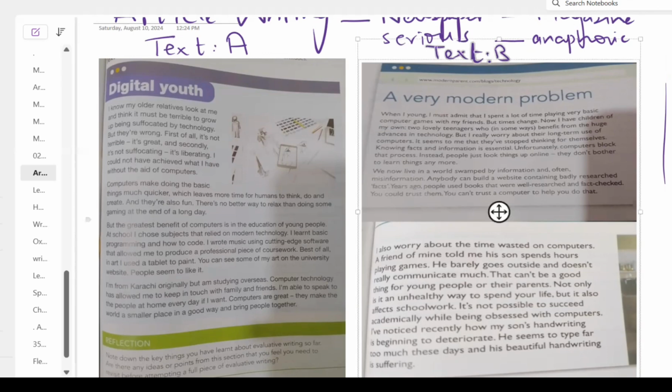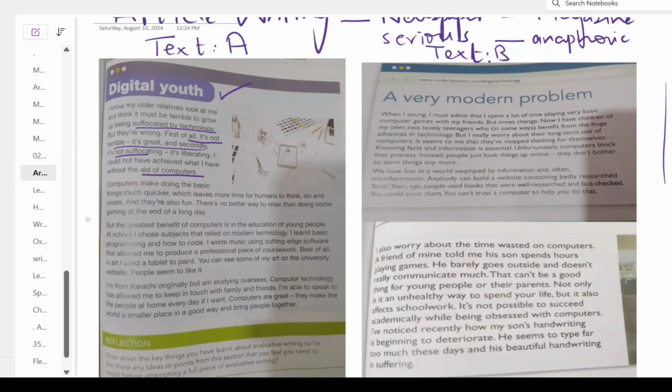So let's start. The first one is about digital youth. "I know my older relatives look at me and think it must be terrible to grow up being suffocated by technology." They're talking about technology, so we need to start with being suffocated by technology or giving the information about computers. "But they are wrong." It's a general perspective which they're explaining in the beginning. "First of all, it's not terrible, it's great, and secondly, it's not suffocating." So it's the viewpoint which they are explaining, and we can explain it in our own words. "It's liberating. I could not have achieved what I have without the aid of computers."